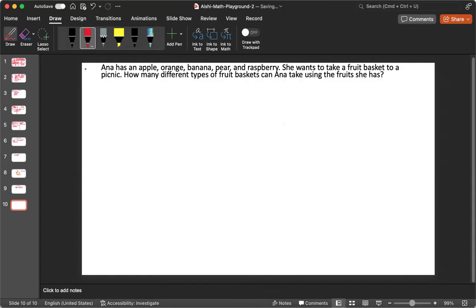So we've already done one combinations problem. Let's move on to another. Anna has an apple, orange, banana, pear, and raspberry. She wants to take a fruit basket to a picnic. How many different types of fruit baskets can Anna take using the fruits she has? Notice for each fruit, we have 2 choices. Either we can take it or we can leave it.